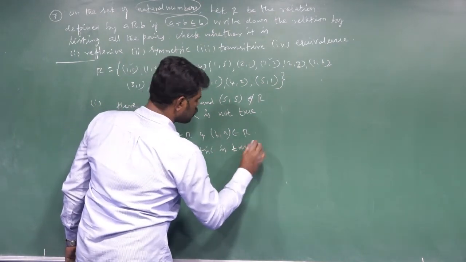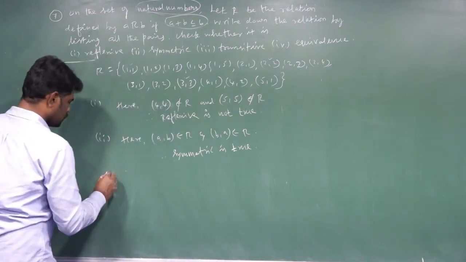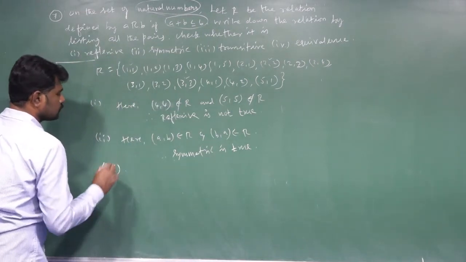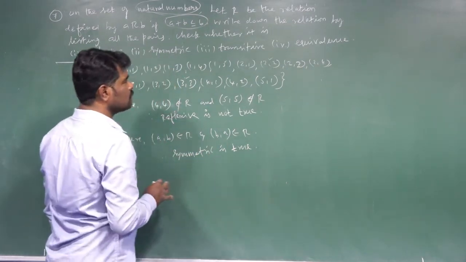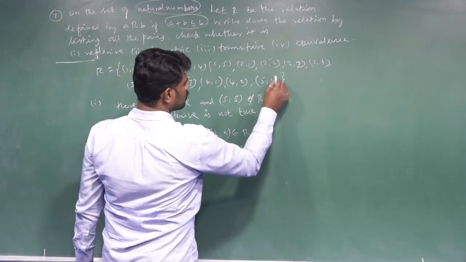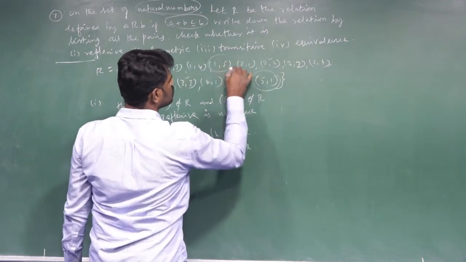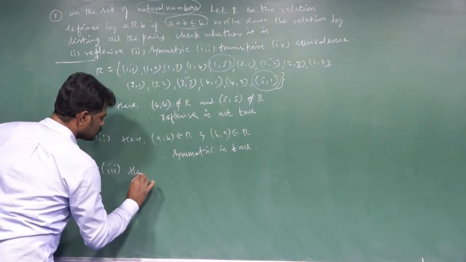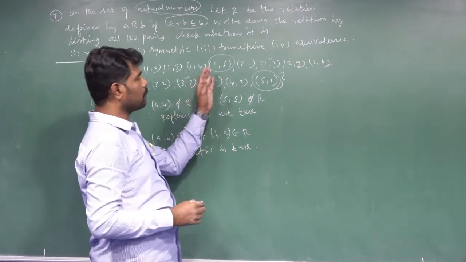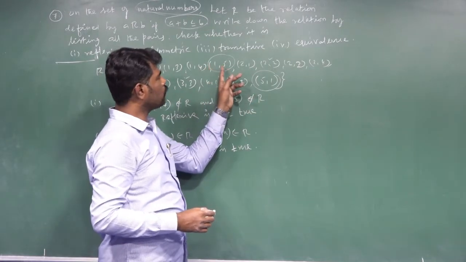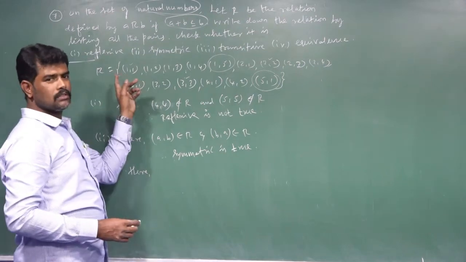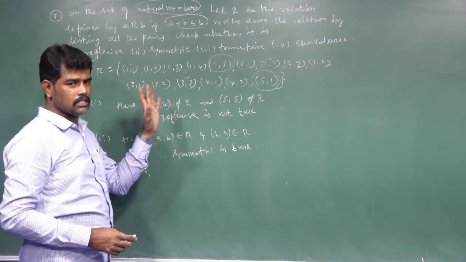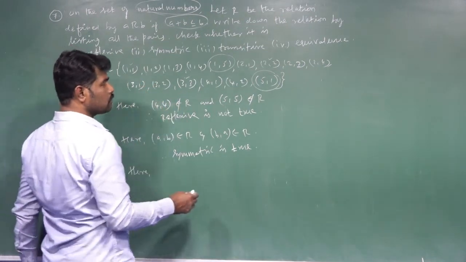Then the third case, we want to verify transitive. Simple case we can verify. Wait a minute. Take this pair and this pair. If you come in the order 1 5, 5 1, then the answer 1 comma 1 is here. Then it satisfies transitive. That's okay, no problem. But we should take this order.